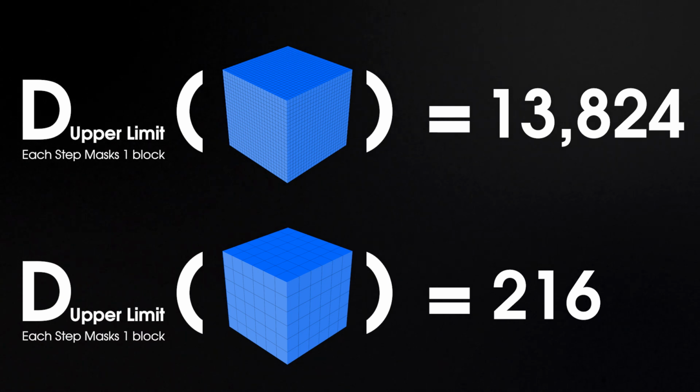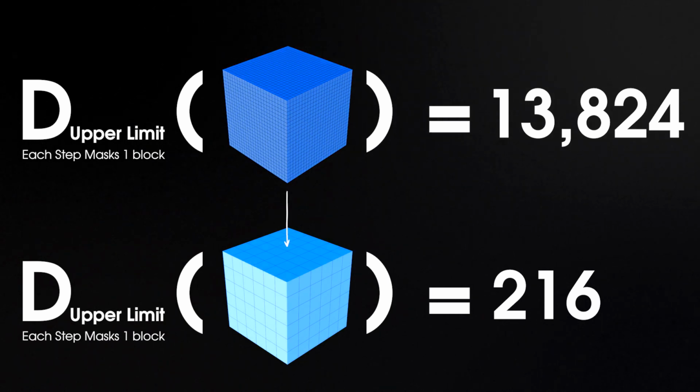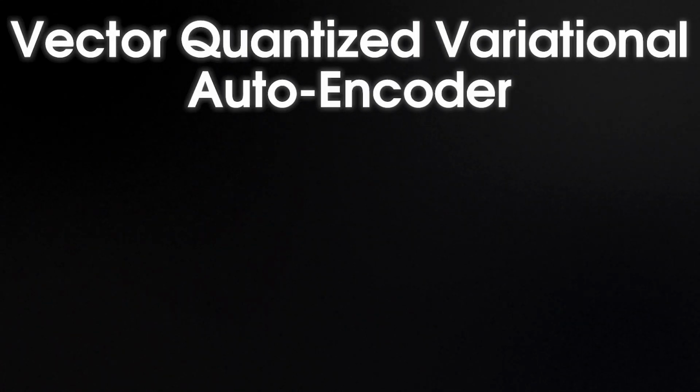The only problem being it's also generating 64 times fewer blocks, so the only way this helps us is if we can somehow represent this larger grid as a smaller grid to perform this diffusion. And that's where we get to the second part of this equation, the VQVAE, or Vector Quantized Variational Autoencoder. Once again, a deeper explanation of this model will be linked in the description.